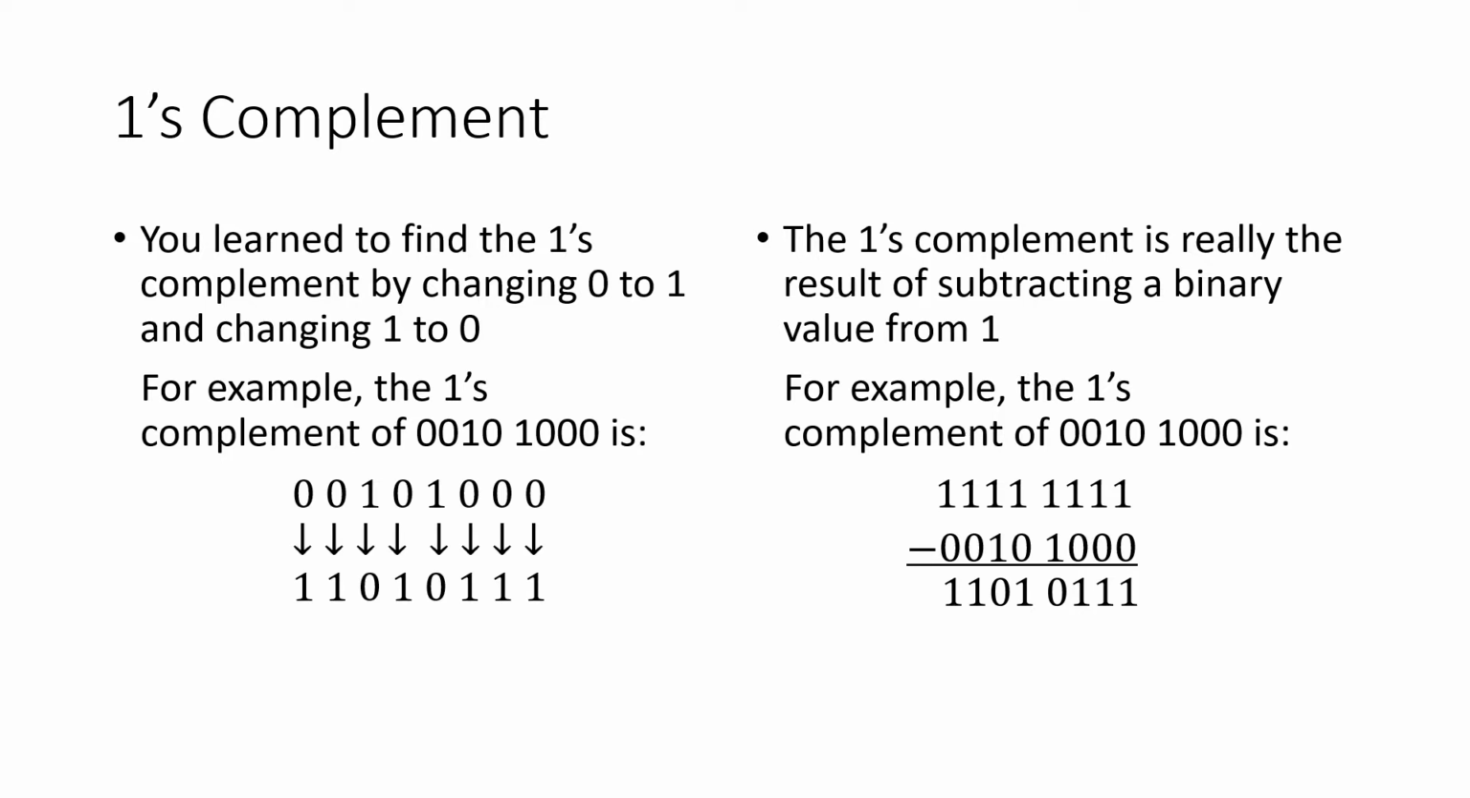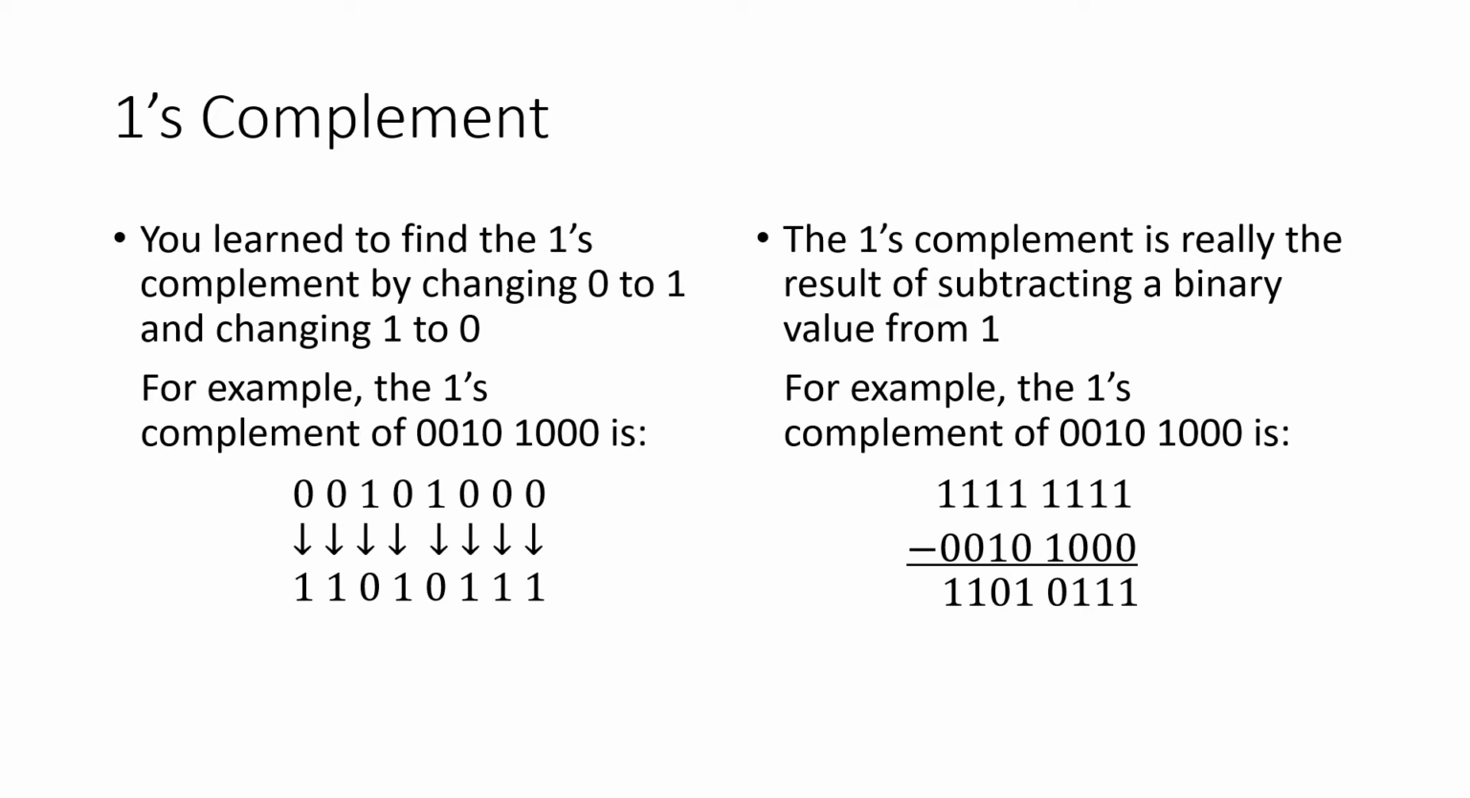Now, in ELN 133, you learned that to find the 1's complement of a binary value, you simply change the 0's to 1's and the 1's to 0's. For example, the 1's complement of 0010 1000 is 1101 0111.